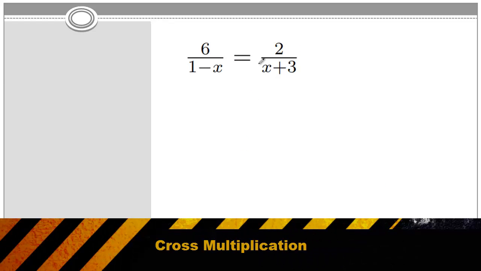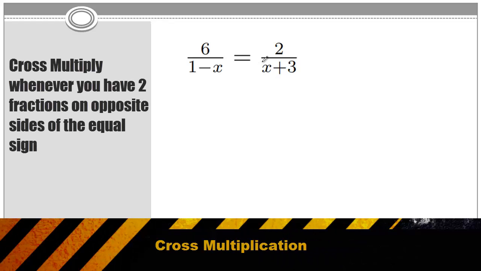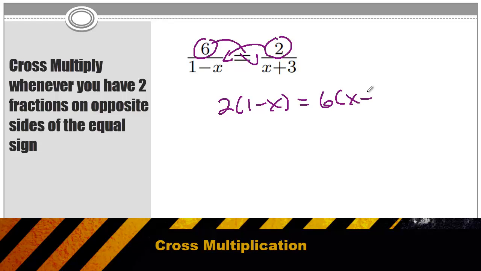Whenever you have two fractions on opposite sides of an equal sign, you can employ a technique called cross multiplication. And that is where you multiply at a diagonal across the equal sign and set both products equal to each other. So in this case, I could multiply 2 times 1 minus x and set that equal to 6 times x plus 3. Or 2 times 1 minus x is equal to 6 times x plus 3.